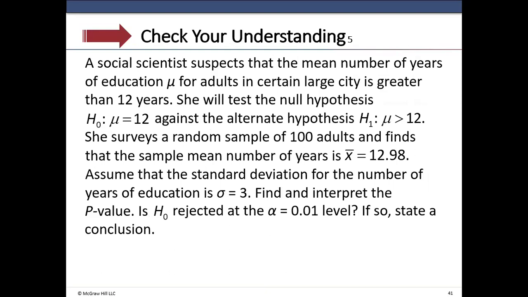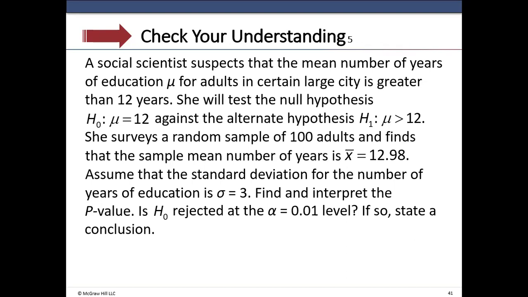A social scientist suspects that the mean number of years of education mu for adults in a certain large city is greater than 12 years. So mu greater than 12. She will test the null hypothesis H0: mu equal to 12 against the alternate hypothesis H1: mu greater than 12. She surveys a random sample of 100 adults and finds that the sample mean of years is X bar equal to 12.98. Assume that the standard deviation for the number of years of education is sigma equal to 3. Find and interpret the p-value. Is H0 rejected at the 0.01 level, at alpha equal to 0.01? If so, state a conclusion.